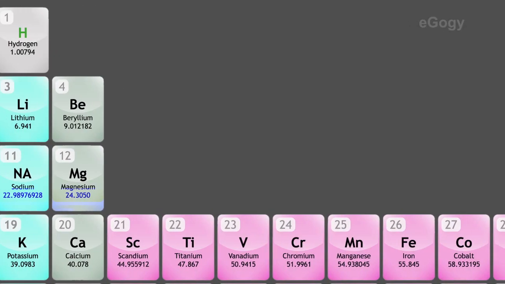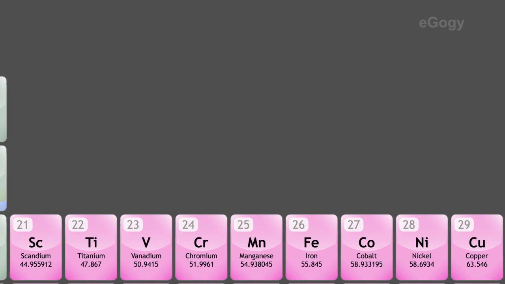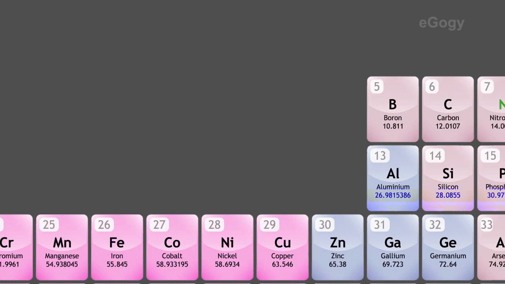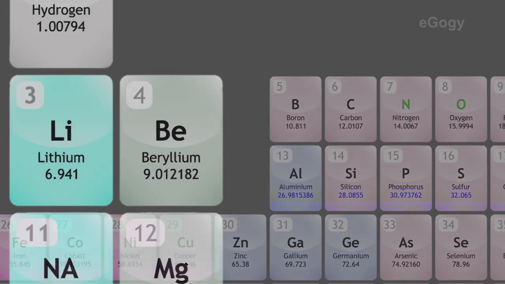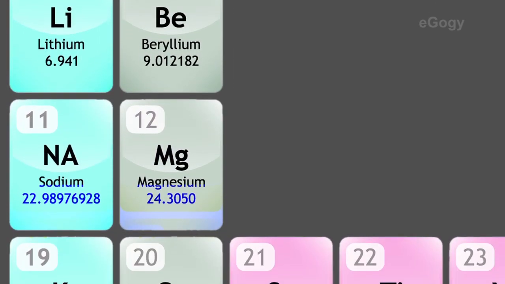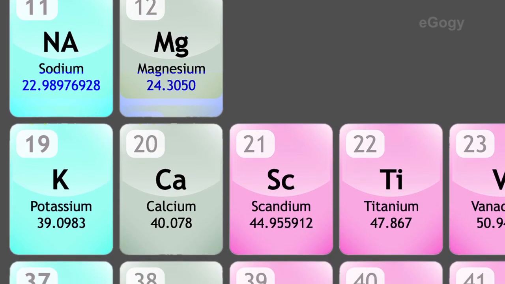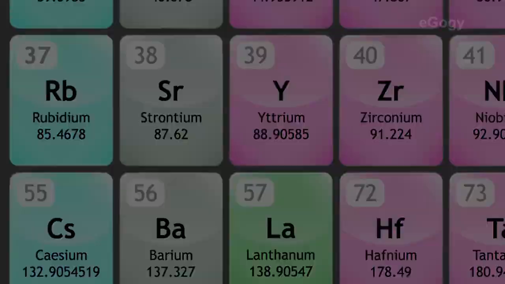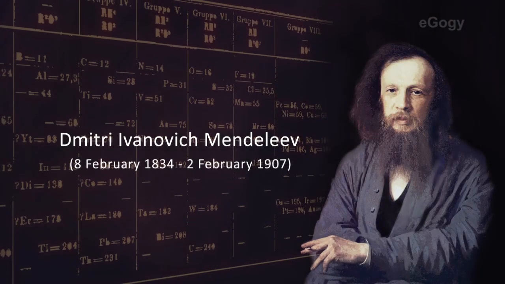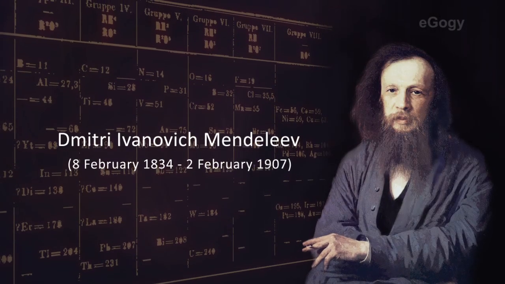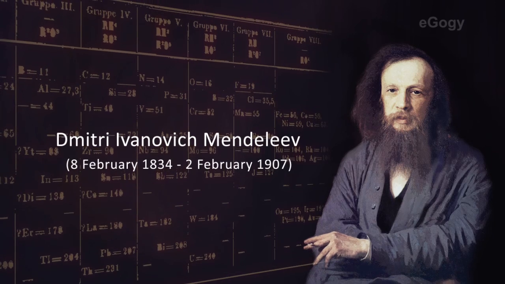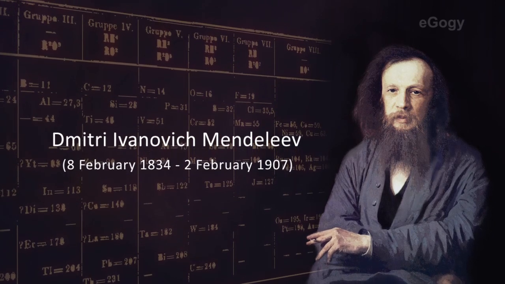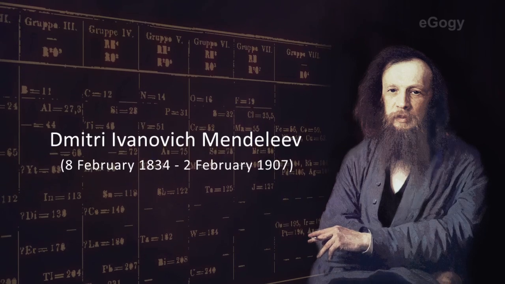As we move from left to right along a period, the ionization energy increases due to the decrease in the size of atoms. As we move down in a group, the ionization energy decreases due to the increase in the size of atoms down the group. Dmitri Mendeleev is the creator of the modern periodic table. Chemistry has undergone a lot of revolutionary changes due to the modern periodic table.